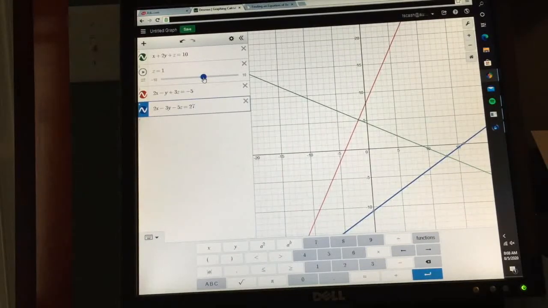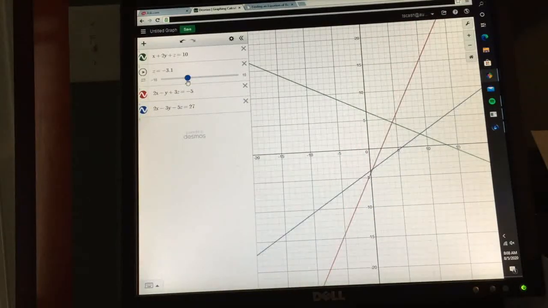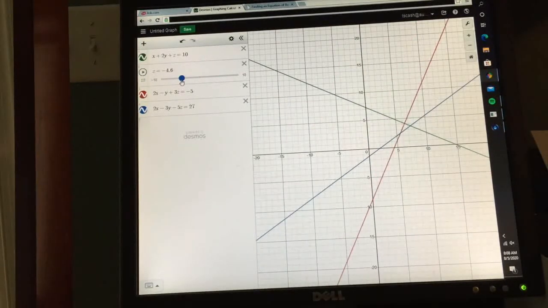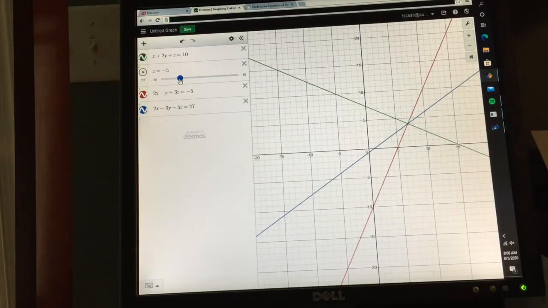I'm going to go up here to my slider, click on it, and start sliding it. Now, when I start sliding it, notice the three lines move, okay? What we want is to move those three lines until they intersect at one point. And you can see here, I have them intersecting at one point. So if I click on that, my z value where those three intersect is -5. The x value where those intersect is 7. And the y value where they intersect is 4.